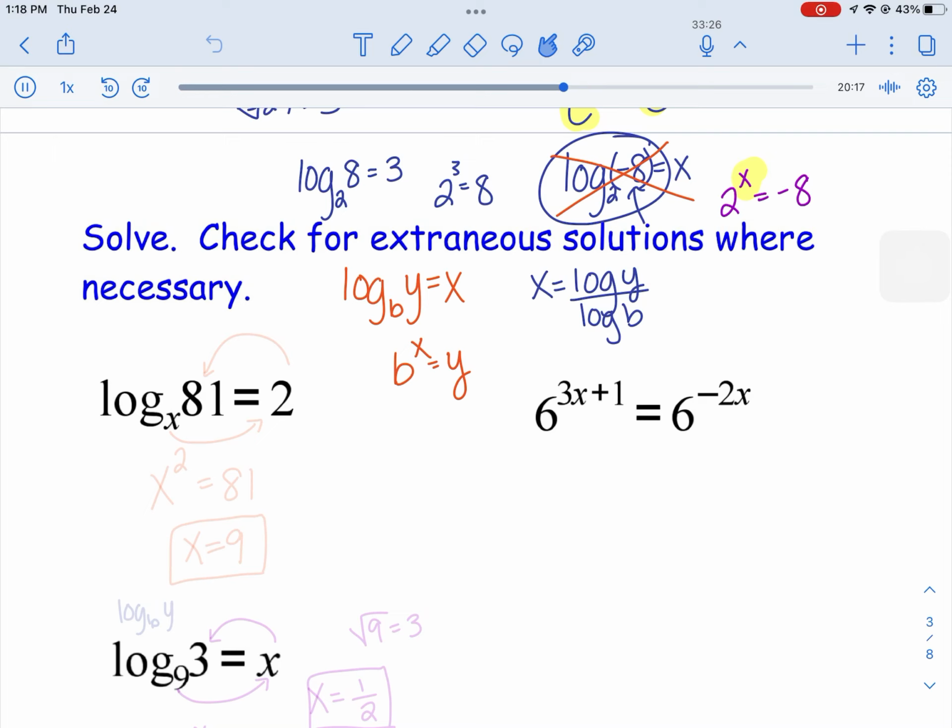So this one is base x, so it'd be x squared, x to the second power equals 81. So then I know x would equal 9. X here represents the base of the log, which is b. So b has to be positive. It's never negative. So I don't need plus or minus here. It's just x equals 9.